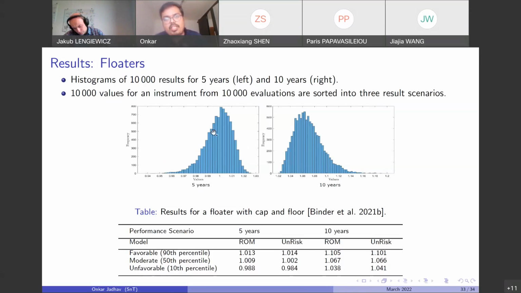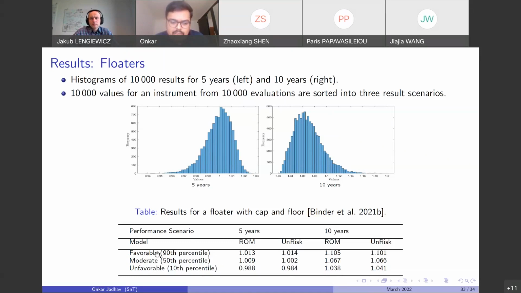Now, in order to design this key information document, which informs investors what the risk will be in a particular scenario, we have to divide these 10,000 values into 3 performance scenarios, namely favorable, moderate, and unfavorable, at the 90th, 50th, and 10th percentile respectively.